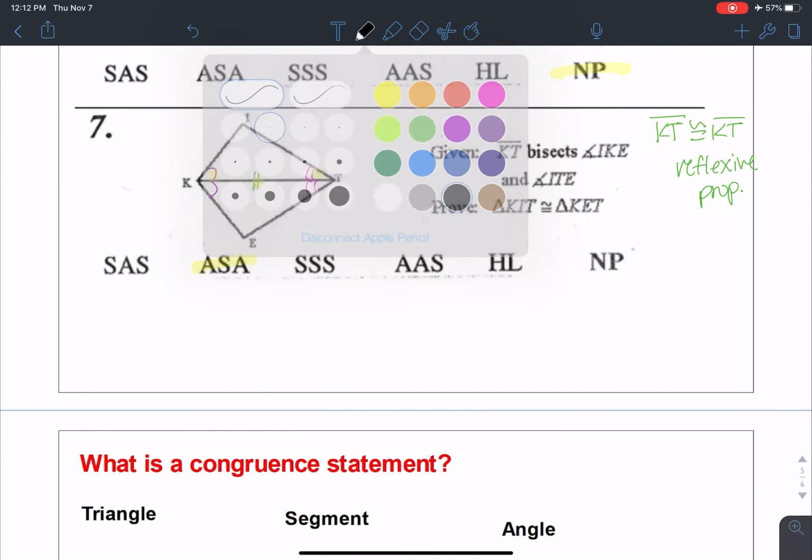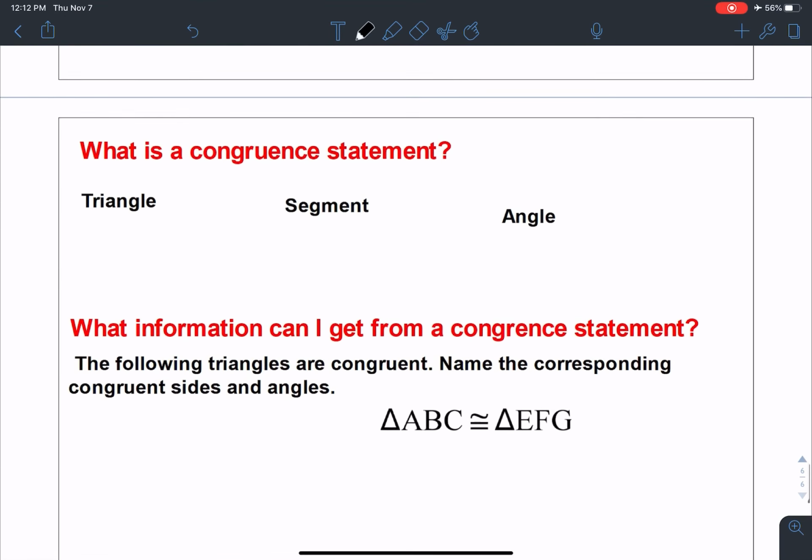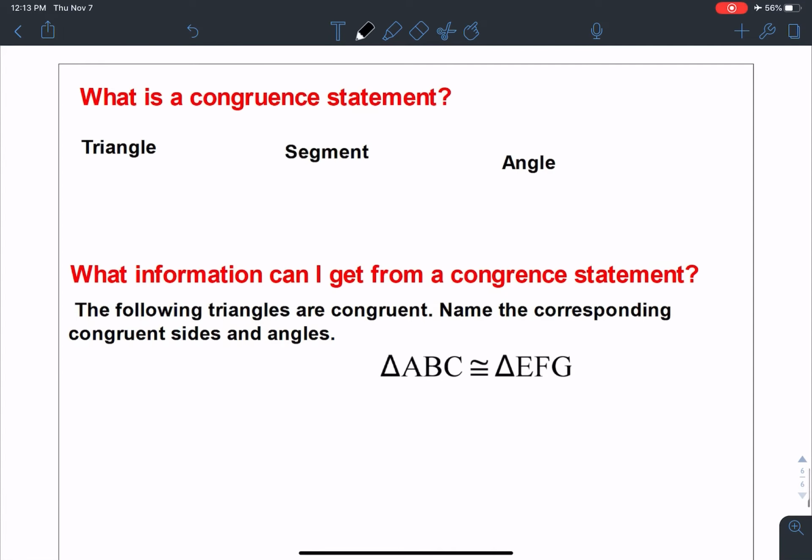Okay, in the next part, we're going to talk about what is a congruent statement and then what information you can get from a congruent statement. So a congruent statement is just saying something is congruent to something else. So you could say triangle ABC is congruent to triangle DEF. So you could talk about triangles.